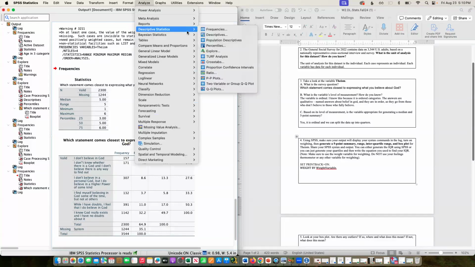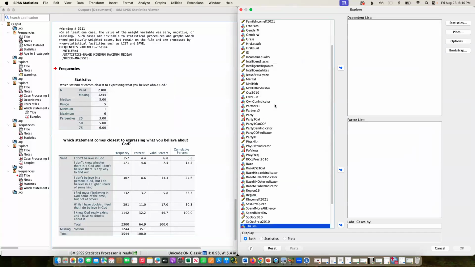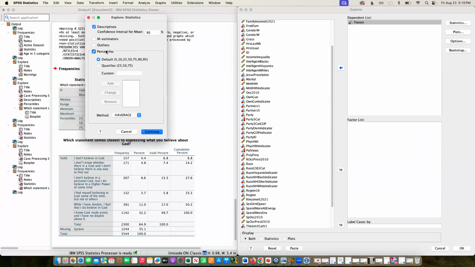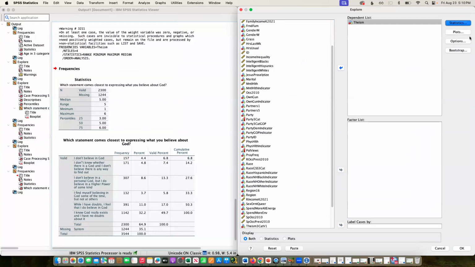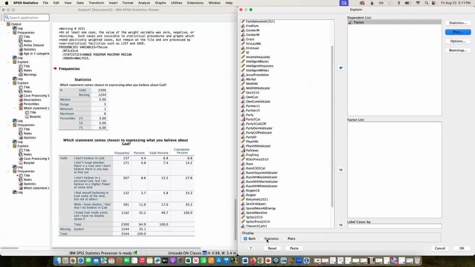I could do explore. And I could again put theism in. And I have to choose statistics that I want. So here I want my quartiles under percentiles. I don't need any of those actually added. Stem and leaf plot, let's turn that off. But anyway, if you have both, it'll give you graphs and tables with summary statistics.